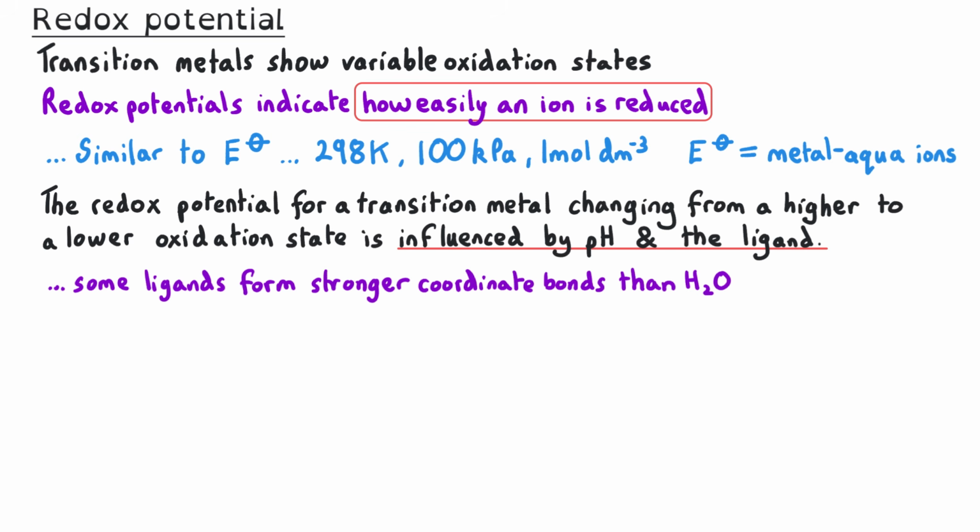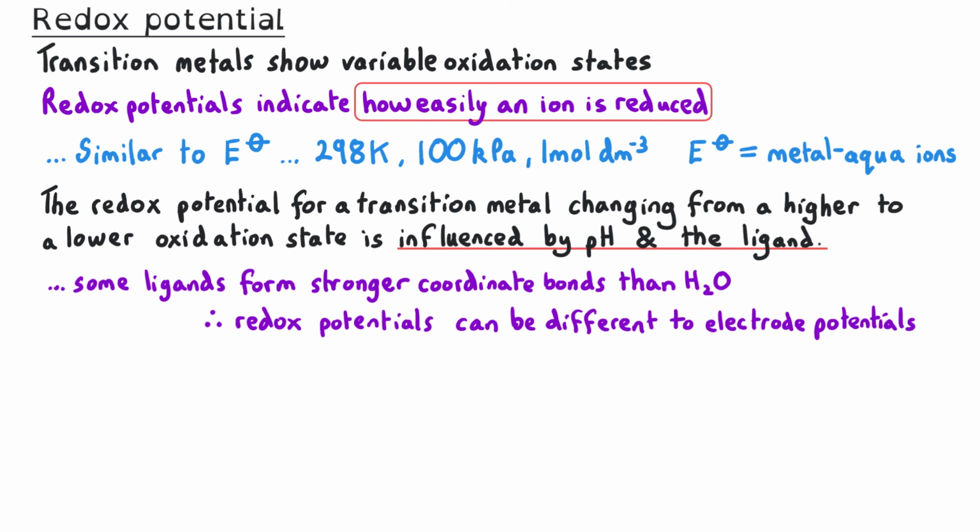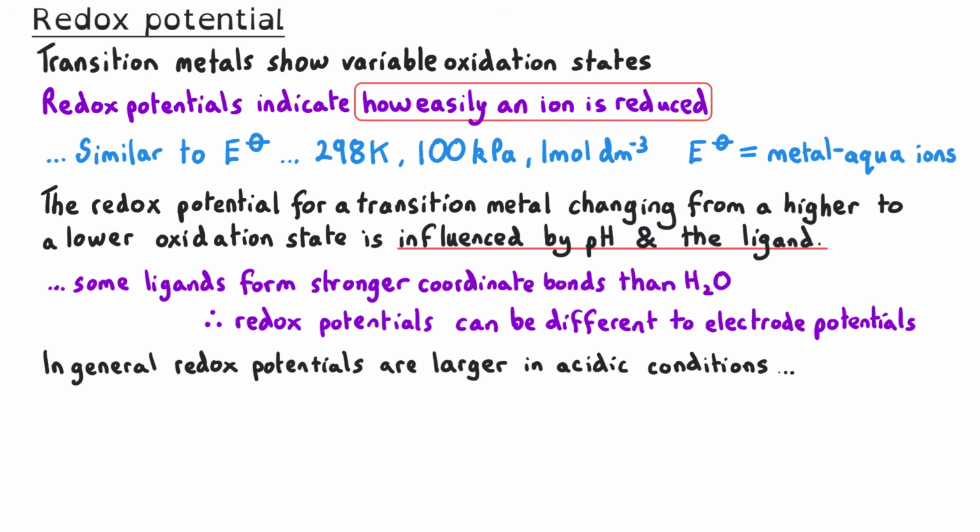And some ligands form stronger coordinate bonds than water would in the metal aqua ion. Therefore, the redox potentials can be different to electrode potentials. In general, redox potentials are larger in acidic conditions, since hydrogen ions are often required for reduction.